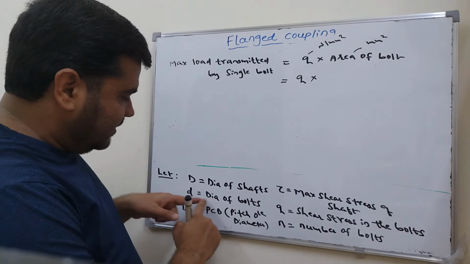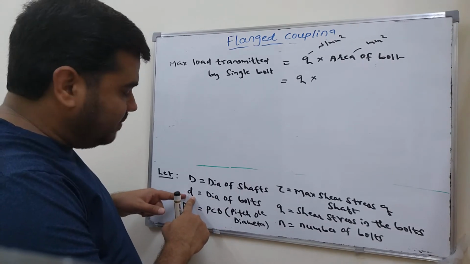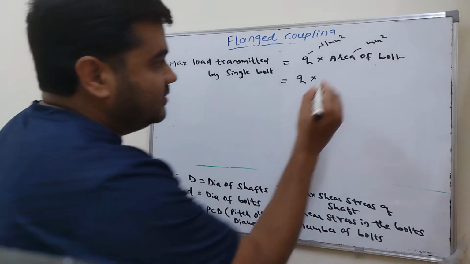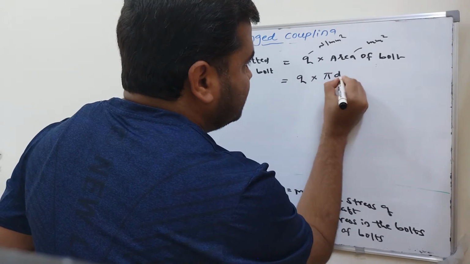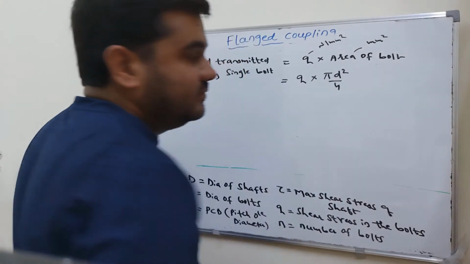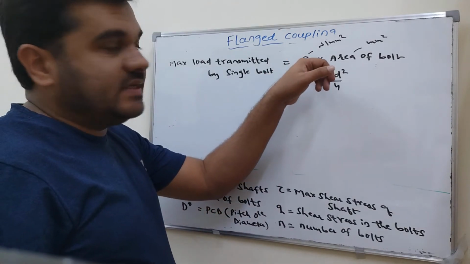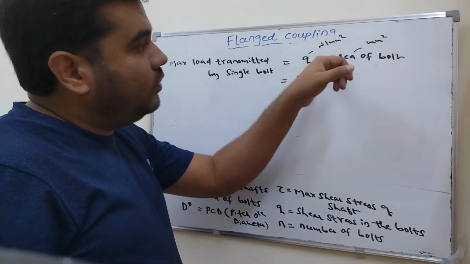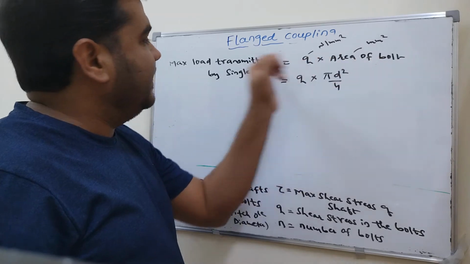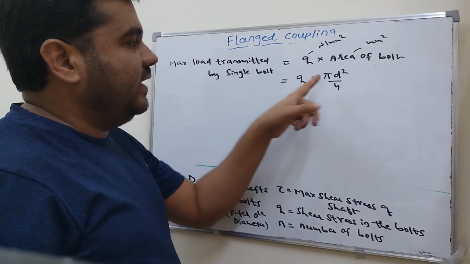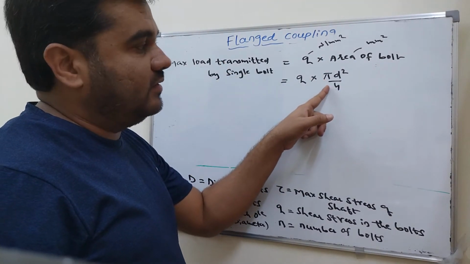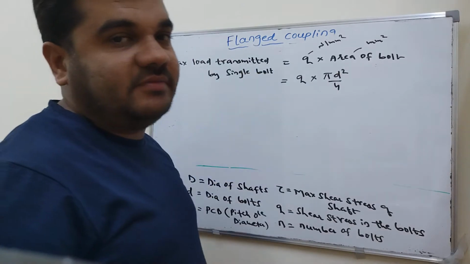Diameter of the bolt is d, small d. So area is pi d square by 4, right? Will you agree here? Q is the shear stress on the bolt into the area of the bolt. Then you will get the load transmitted. So the area of the bolt is pi into d square by 4, where d is the diameter of the bolt.